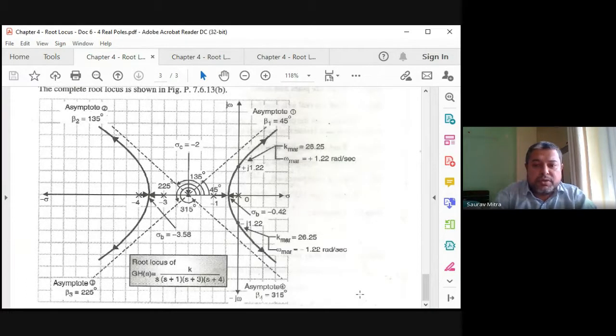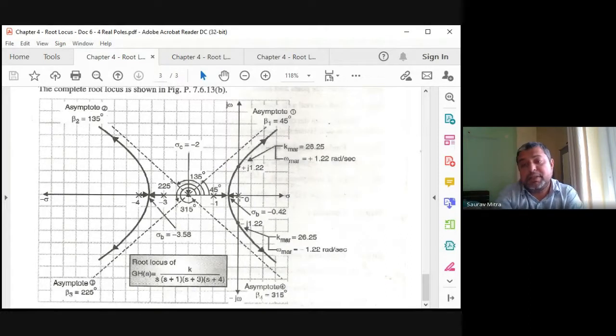Okay, so you'll be finding that one breakaway point is coming at -0.42. -0.42 is in between 0 and 1. So this root locus will come from here. So the arrows are very important. Whenever you are drawing root locus, if you are not showing the arrow, it means tomorrow your root locus is wrong. Okay, so always you have to show the arrow because this is locus.